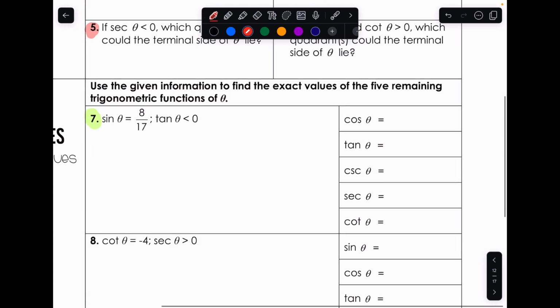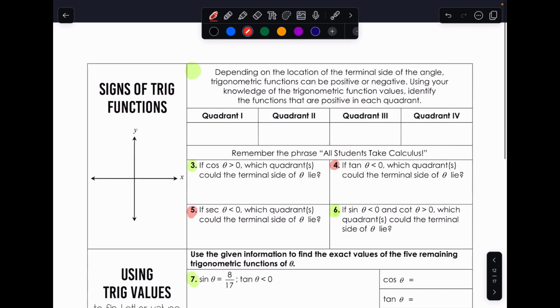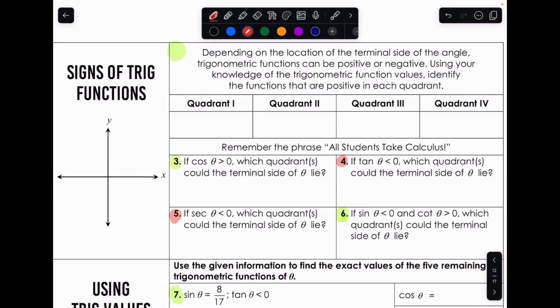And now let's look at something slightly new. You might have seen this in Algebra 2 or in geometry, but this is going to be the signs of trig functions. So depending on the location of the terminal side of the angle, trigonometric functions can be positive or negative. Using your knowledge of the trig function values, identify the functions that are positive in each quadrant. So in quadrant 1, we saw that all the values are positive. We saw that last class. All the values are positive.